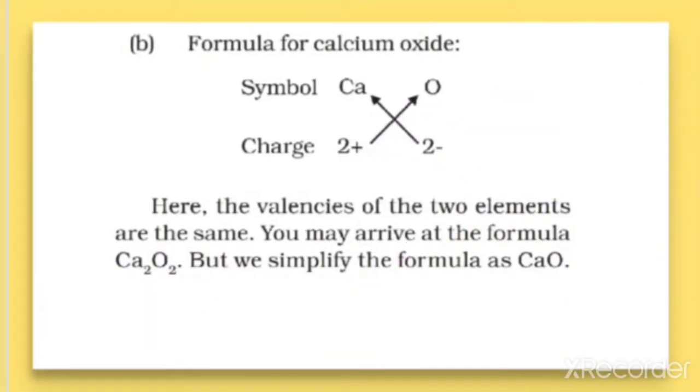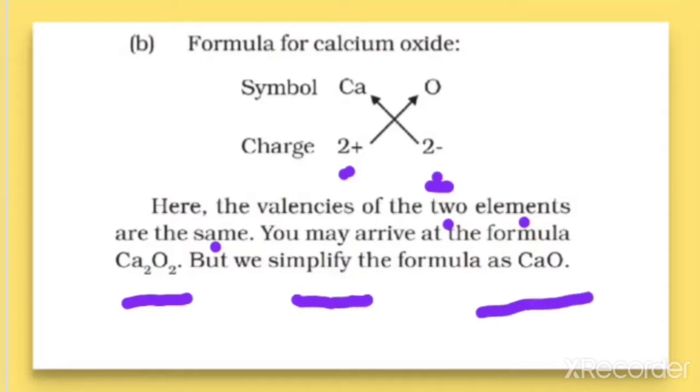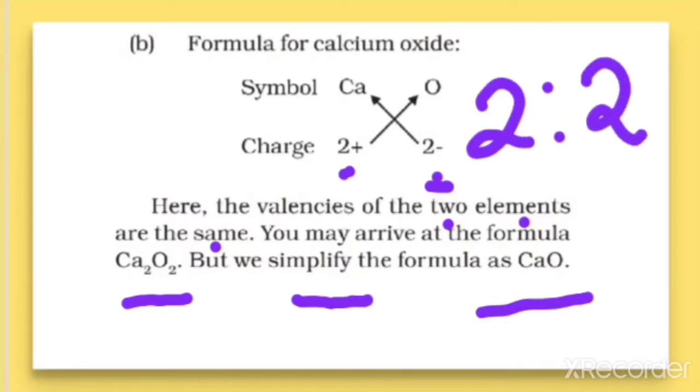From this, we come up with another rule which is given here. That is, if the two valencies are the same, that means if the two elements have the same valency, as in the case of calcium oxide, because here the two valencies are the same, in that case, when the formula comes like Ca2O2, we have to simplify it and the formula is written as CaO. Because the 2:2 ratio, when you simplify it, you will get 1:1.